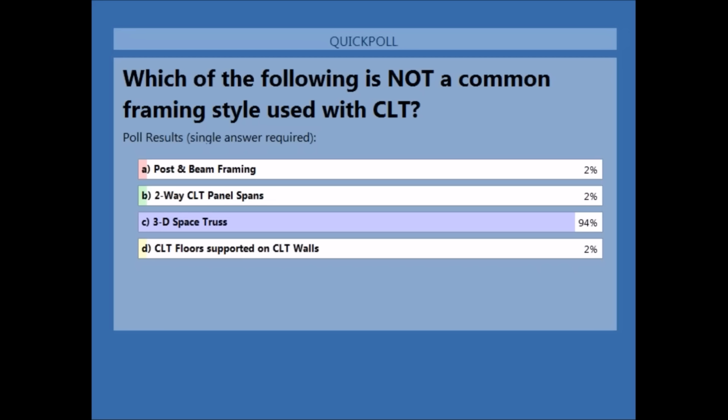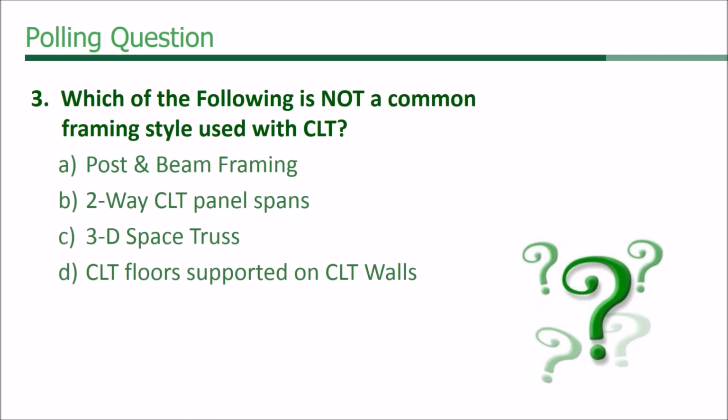and share the answers. So we've got 94% say that 3D space trusses are not a common framing style used with CLT, and then just 2% each said the other answers. So I'm going to go with Scott, that I think they all have the right answer. It sounds like we've been paying attention. That's good. Awesome.